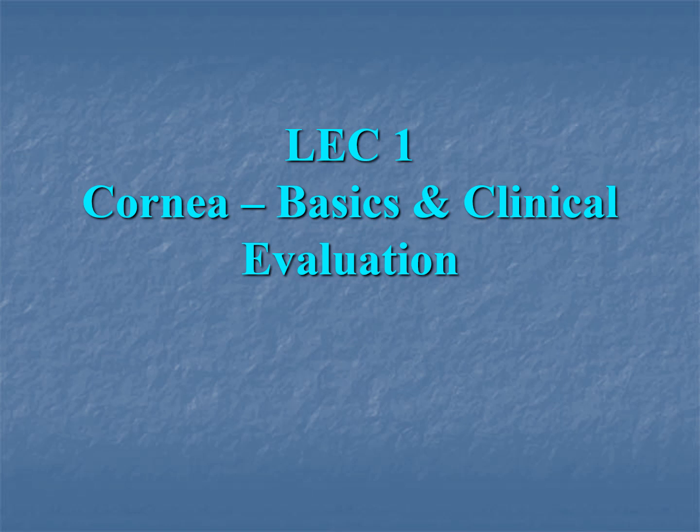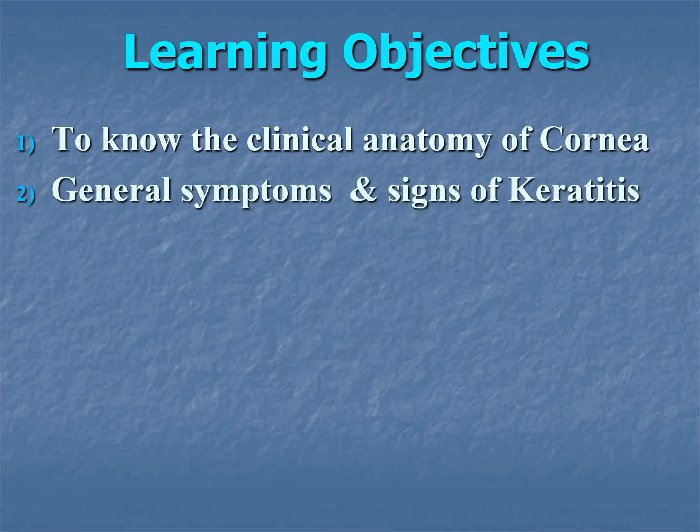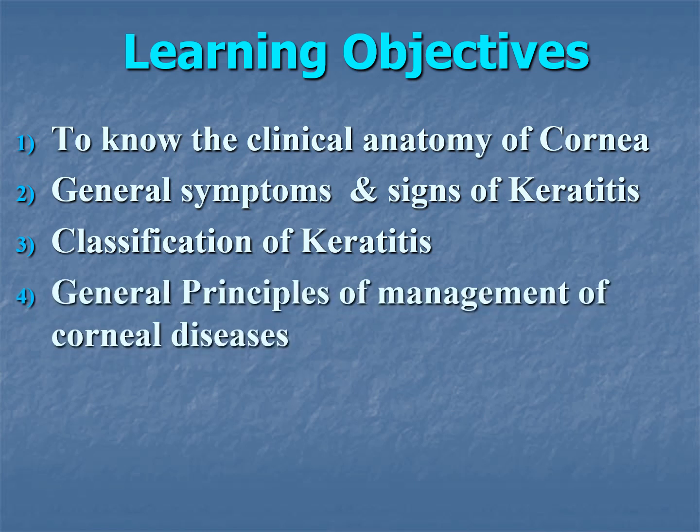Dear students of fourth year MBBS, today we will discuss the cornea, its basics and clinical evaluation of corneal diseases. The learning objectives of this lecture are that at the end of the lecture we want to know the clinical anatomy of the cornea, general symptoms and signs of keratitis, the classification of keratitis, and general principles of management of corneal diseases.